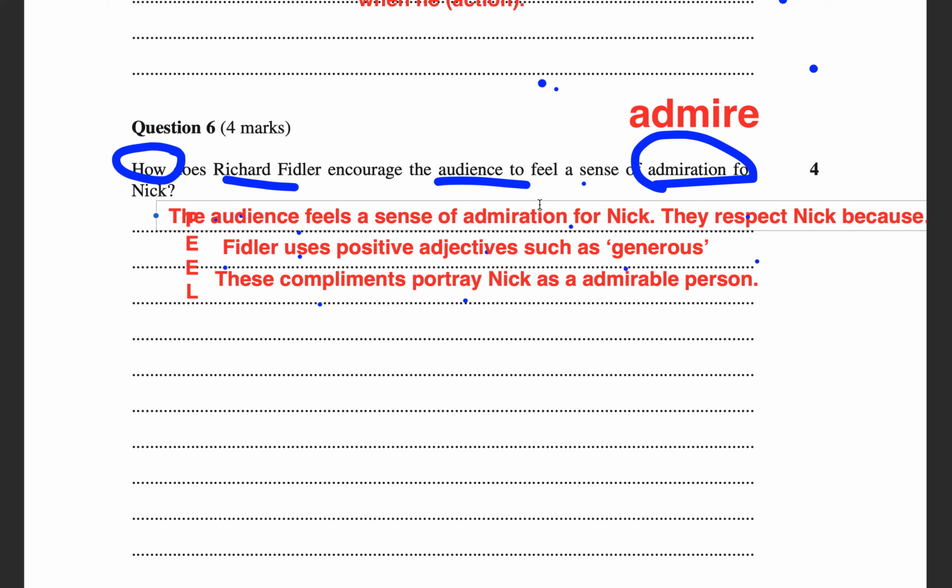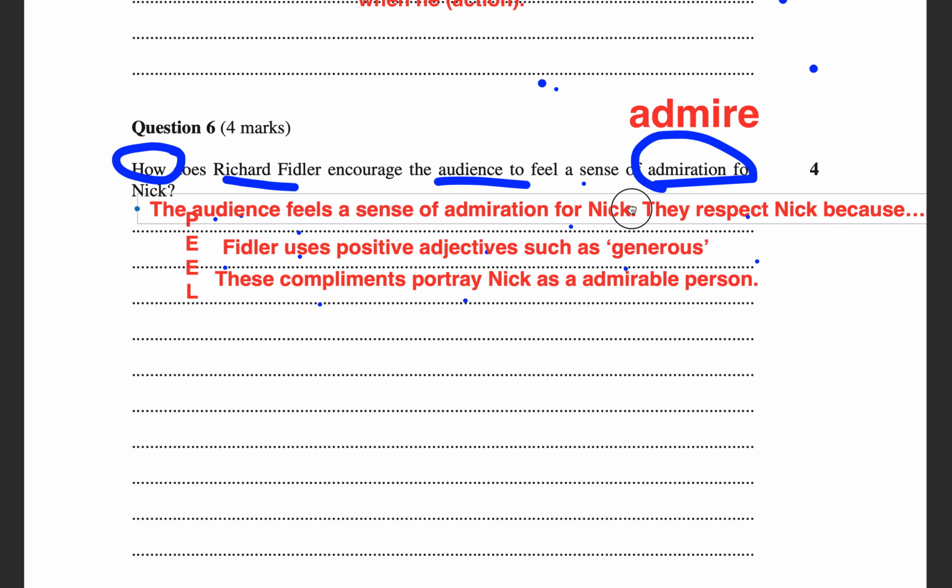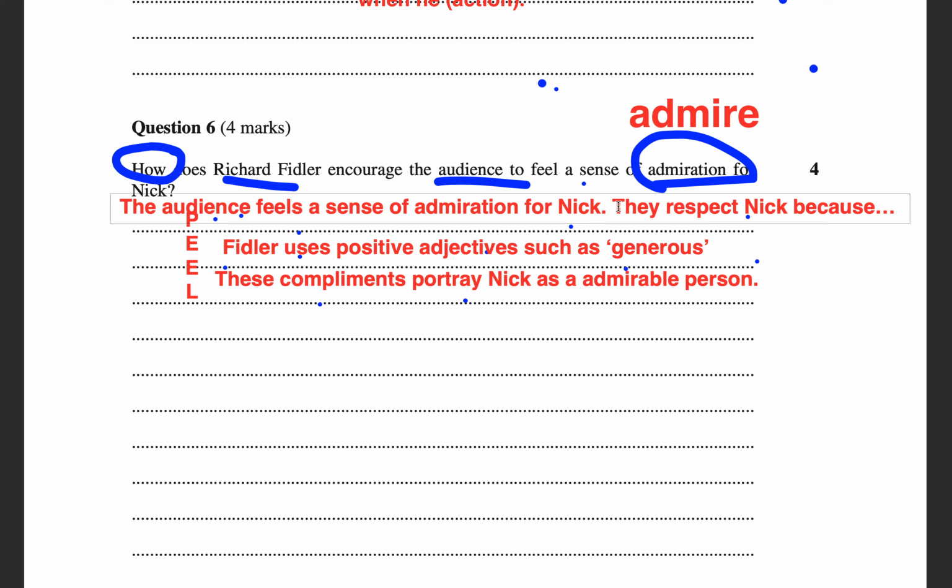Again, you have to think about, they admire Nick in what way? What is it about Nick that people admire, that people respect, people look up to? Is he hardworking? Is it because he has no arms and legs, and even though in his situation he has a disadvantage, he still has a positive attitude? Or he is a kind person?